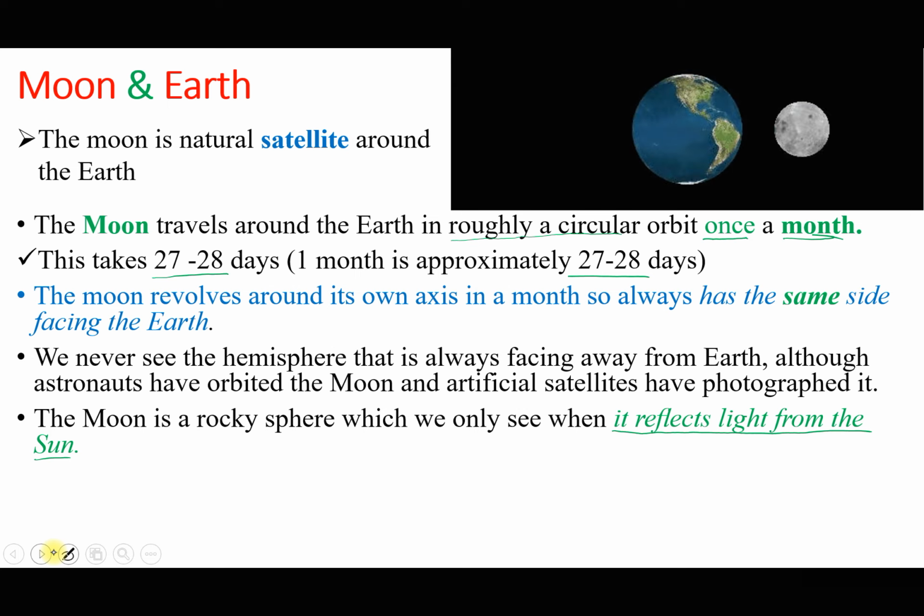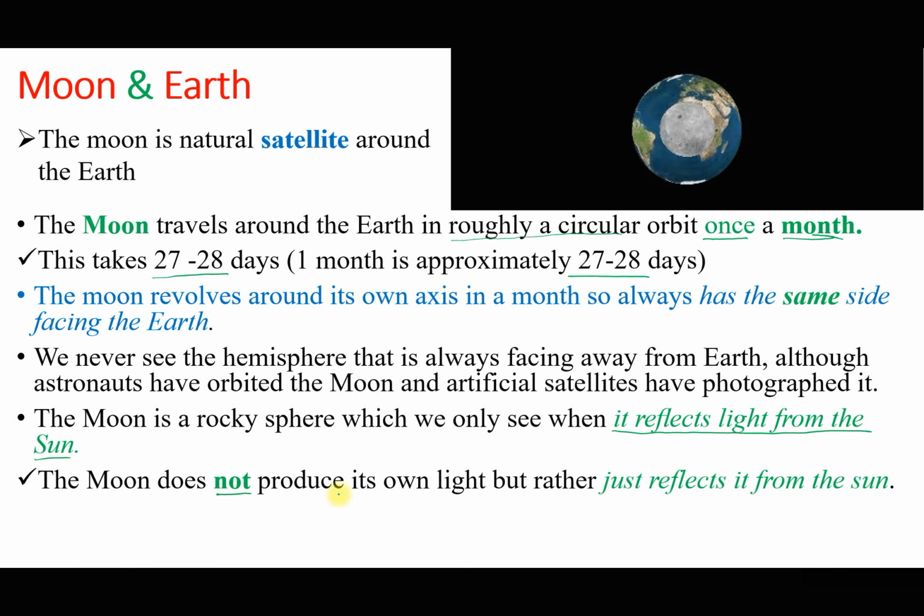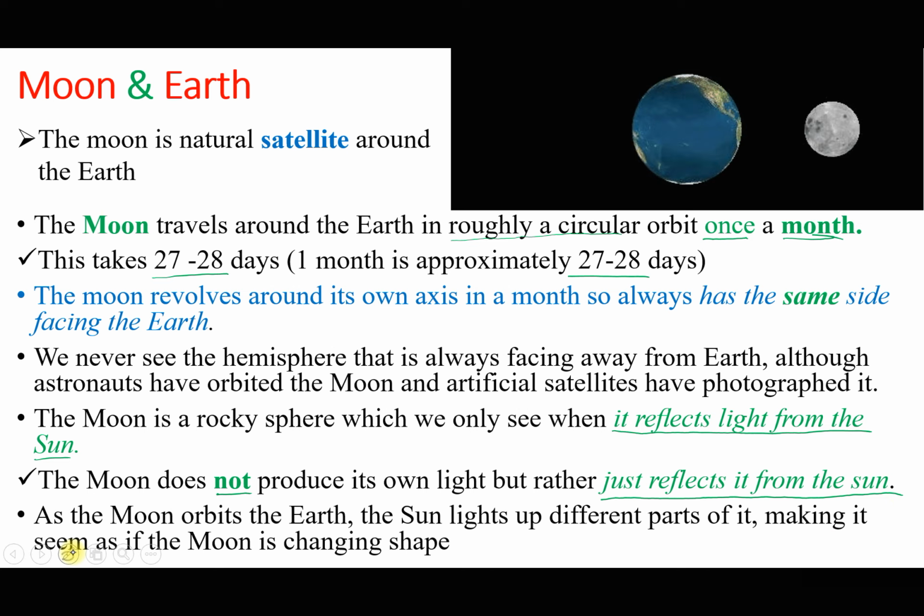So the moon is a rocky sphere which we only see when it reflects light coming from the sun. The moon does not produce its own light, but rather just reflects it from the sun. That is a very important point. The moon does not produce its own light, but just reflects it from the sun. And as the moon orbits the earth, the sun lights up different parts of it, making it seem as if the moon is changing shape.